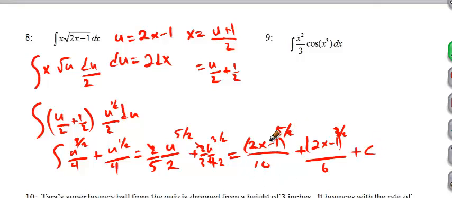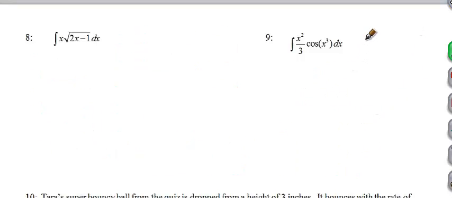Alright, let's set up the last one and see if you can't knock it down. Anytime you got a square root and it's got something inside of it, you're generally going to make the u be what's on the inside. You got a cosine and you've got something inside of it, you're generally going to let the u be whatever's inside of it. So u equals x cubed. du equals 3x squared dx.